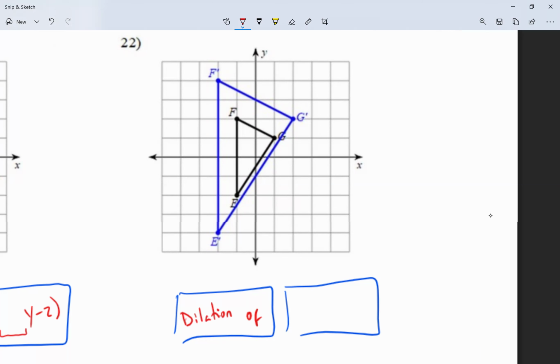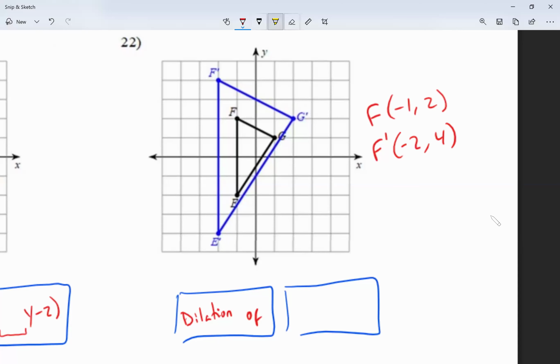Okay, so I just need to follow a point. I want to look at F and F prime. Coordinates of F are negative 1, 2. Coordinates of F prime are negative 2, 4. So either use the X values or use the Y values. It doesn't matter which one. For me to find my scale factor, I'm going to divide my numbers, either the X values or the Y values, starting from the one from the prime.